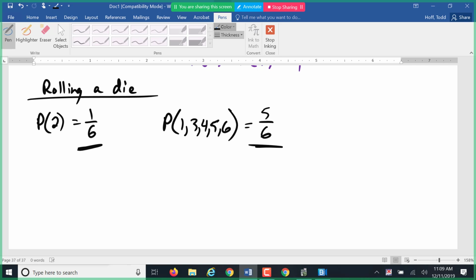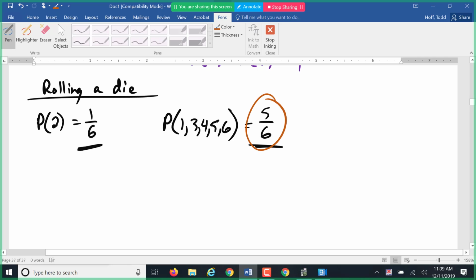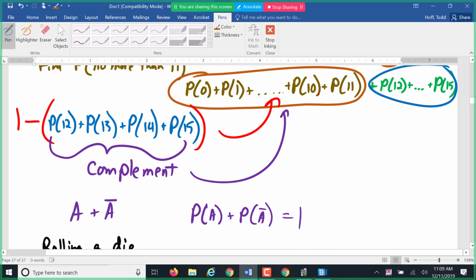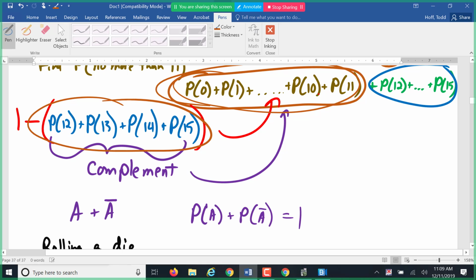Those are the complements. And in probability, when we're doing complex events, sometimes it's easier to find the probability of the complement and subtract it from 1, like we showed up here. Instead of finding 12 probabilities here, we found 4 probabilities for the complement and subtracted that total from 1.